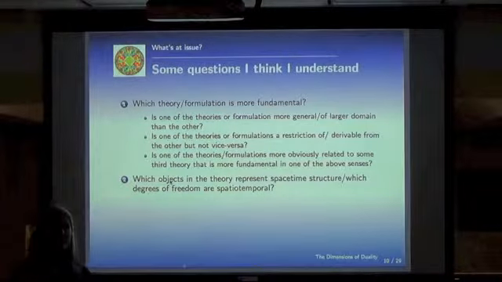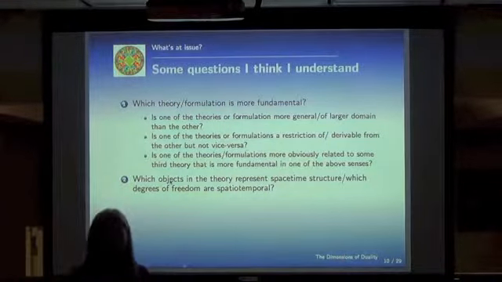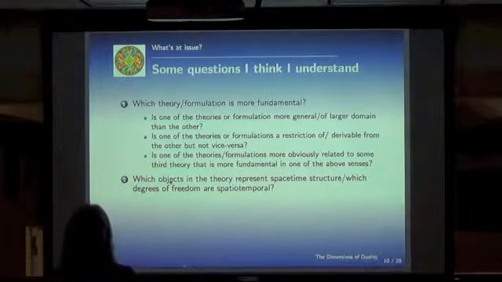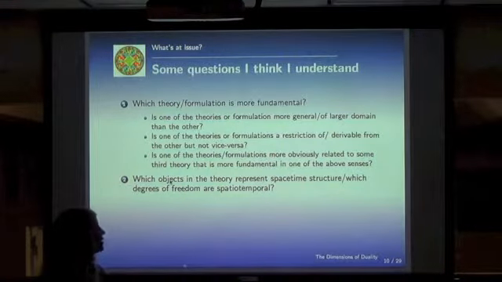Here's another one that I spent a bit of time thinking about. Which objects in the theory represent space-time structure? Which degrees of freedom are spatiotemporal?